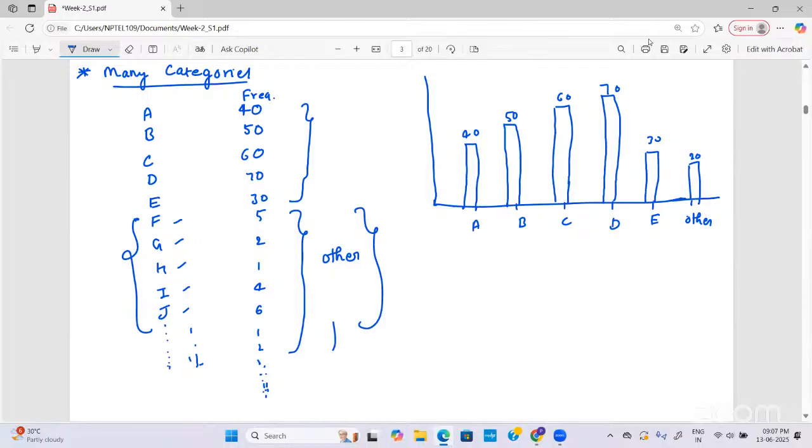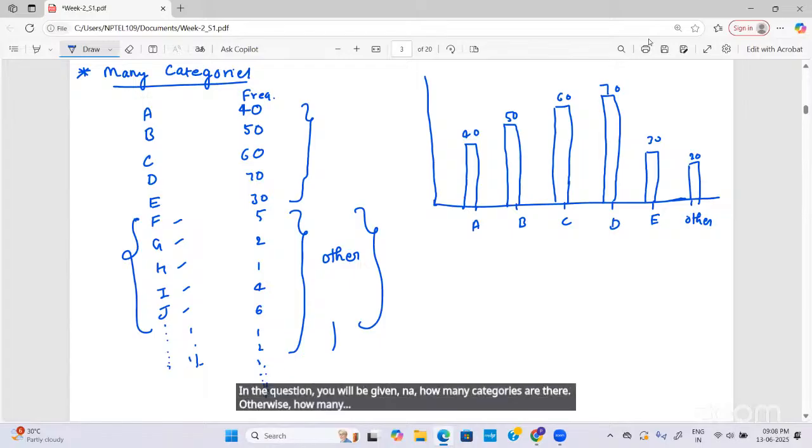See, the objective of this thing is that if you have so many categories, suppose you have 20 categories, where only 5 categories are occupying the major proportion of the data set. Ma'am, my doubt is, you just gave a whole number right now: there are 20 categories, 15 categories. But I am saying, what if we don't know how many categories are there? No such imaginary question will be given. In the question you will be given how many categories are there. Otherwise, how will you know?